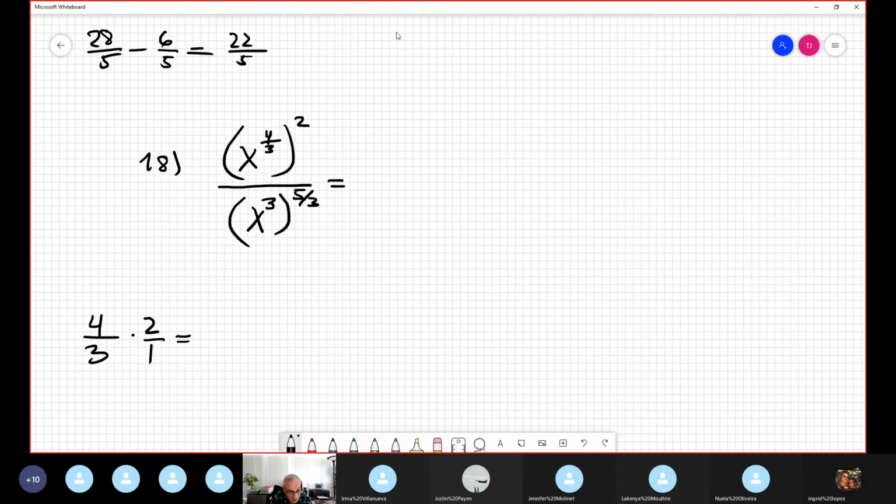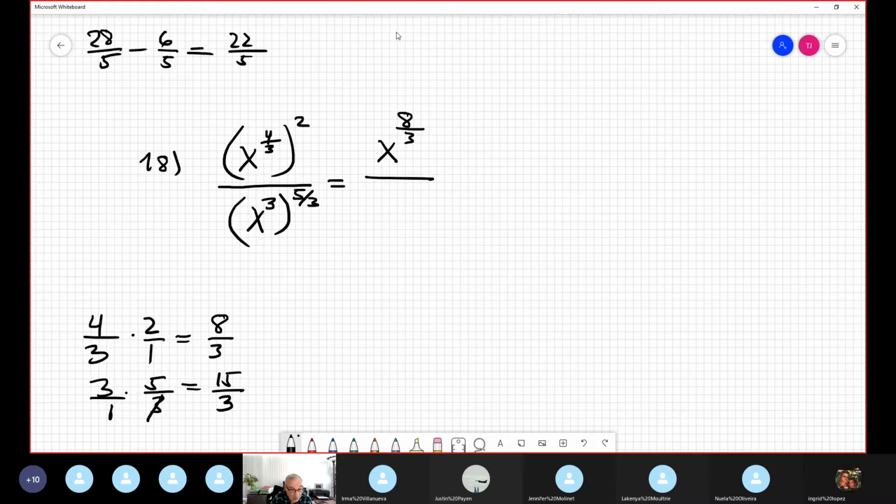So multiplication, you don't need to find least common denominator. No. You multiply top, bottom. 4 times 2 is 8, and 3 times 1 is 3. Okay, got it. This is x raised to the 8 over 3 in the top. And likewise here is 3 times 5 thirds. And this is 1, no? And you multiply 15 over 3. Oh, much better, in my opinion. You cancel, stay only 5. x to the 5th power.